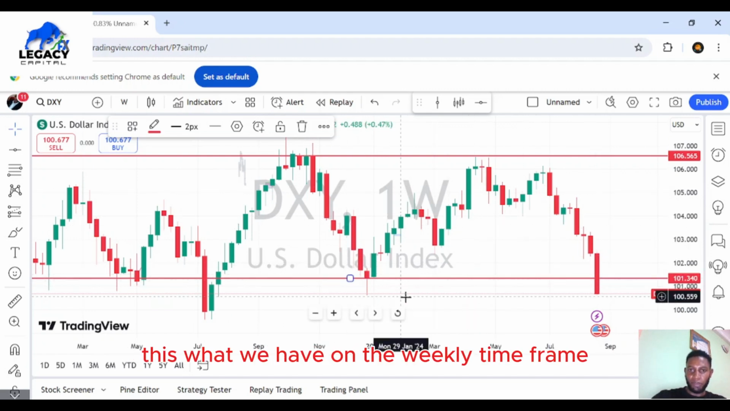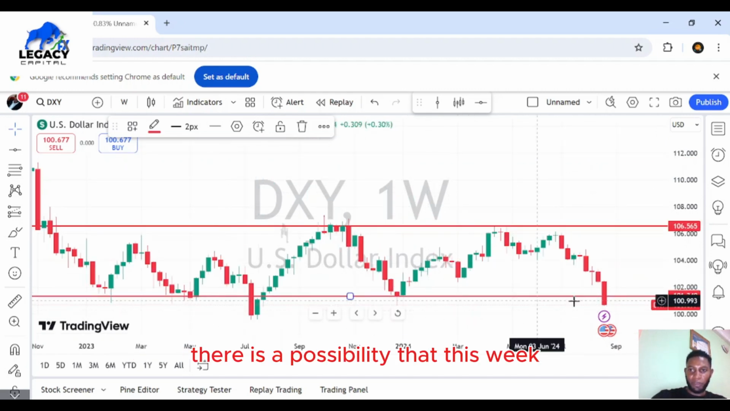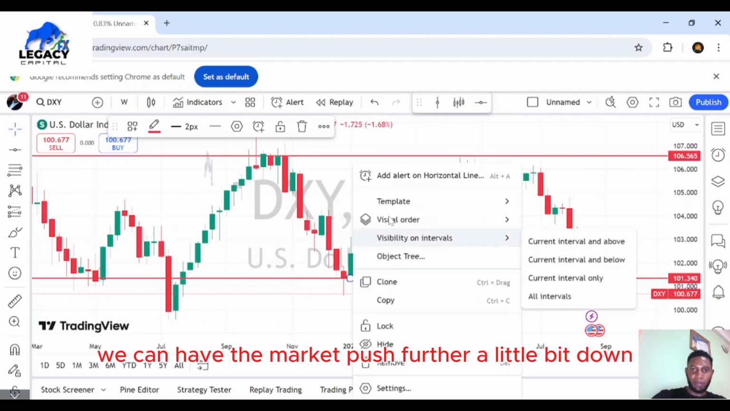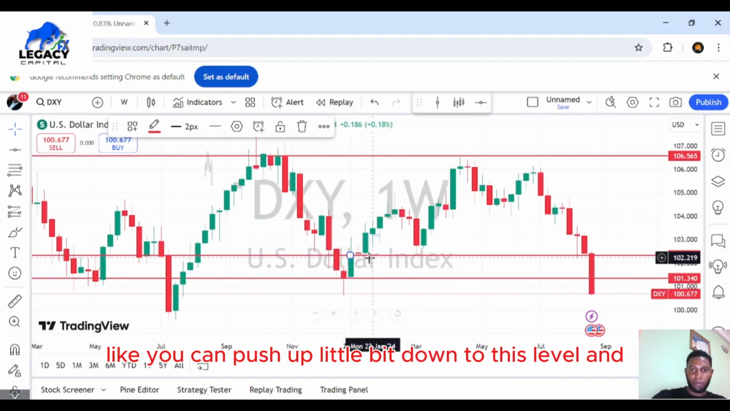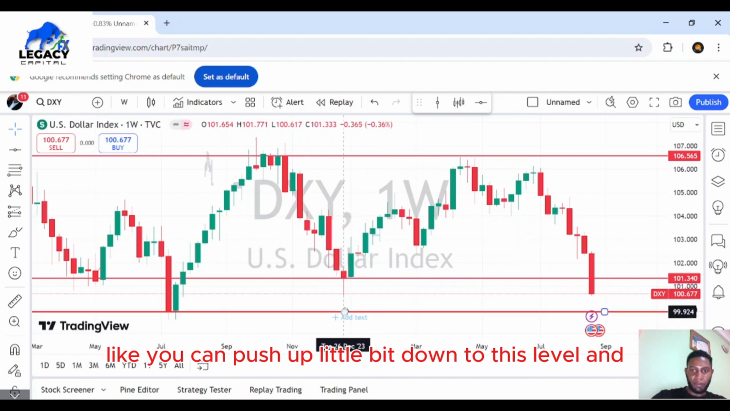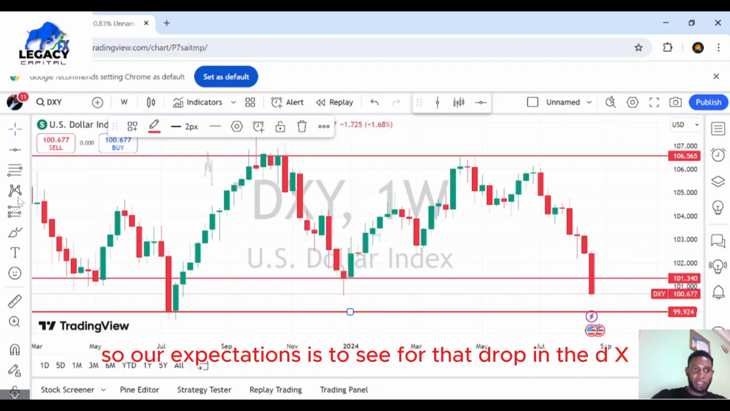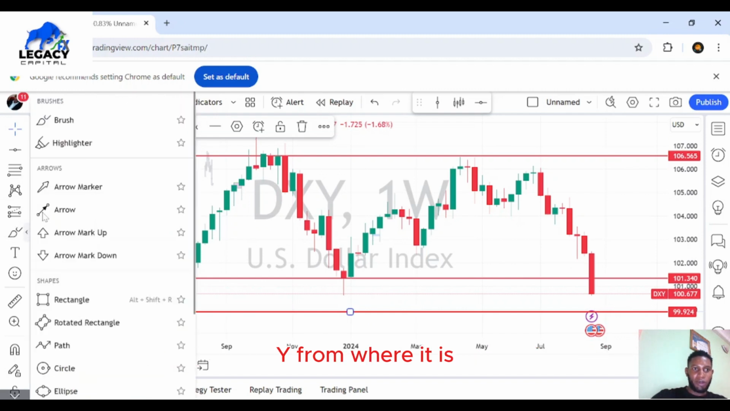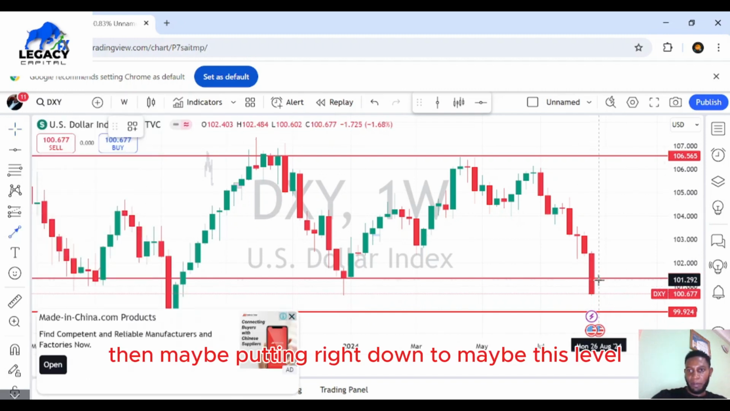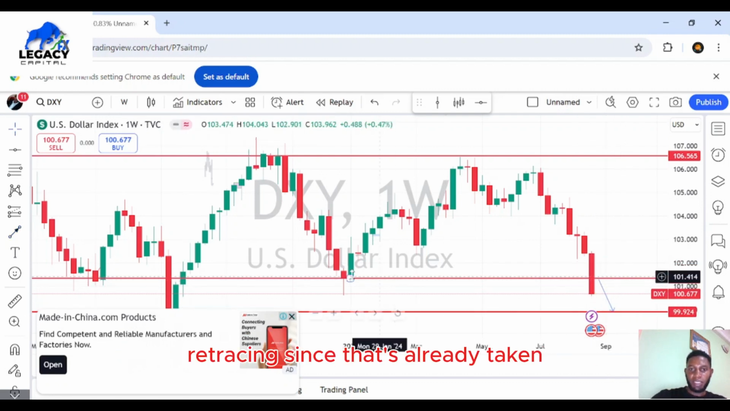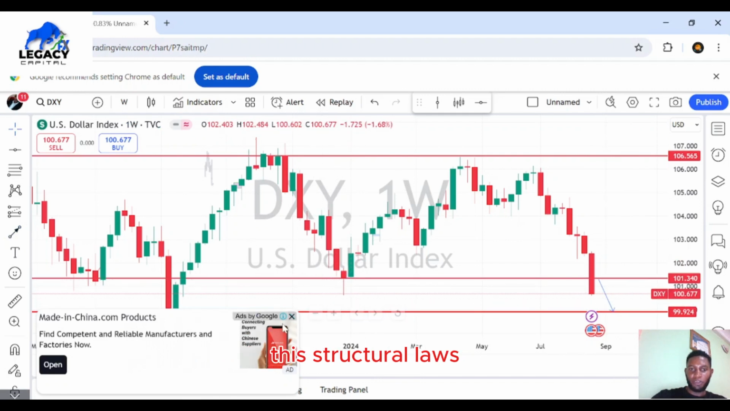Okay, this is what we have on the weekly time frame. There is a possibility that this week we can have the market push a little bit further down. The market can push a little bit down to this level and retrace maybe from the level. So our expectation is to see a further drop in the DXY from where it is, then maybe pulling right down to maybe this level. That's where we'll be expecting to see the market retracing, since it has already taken these structural lows.